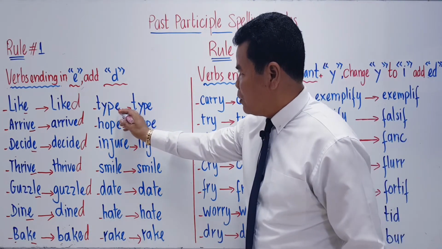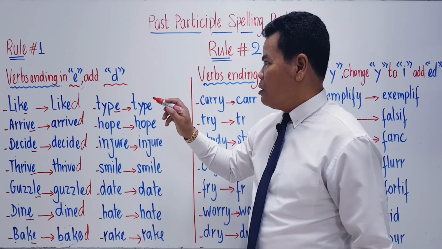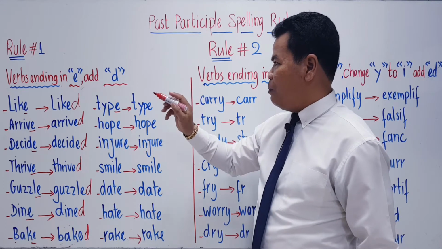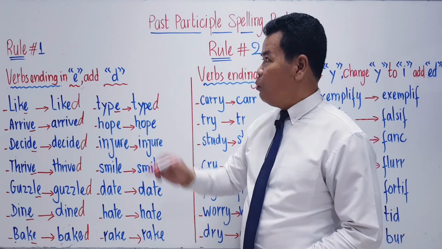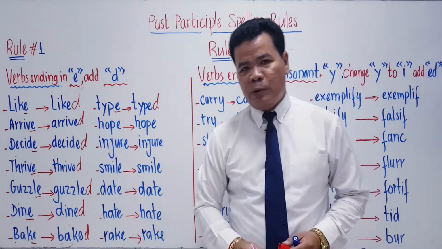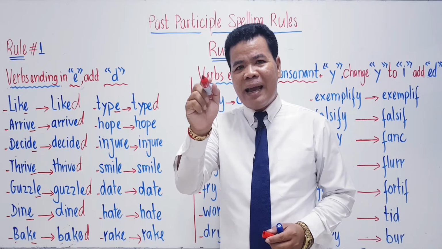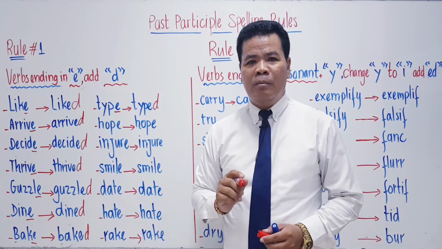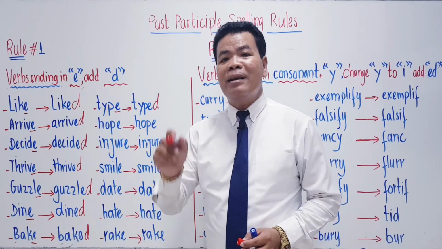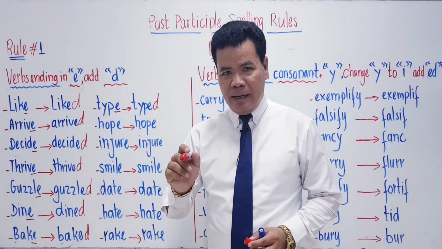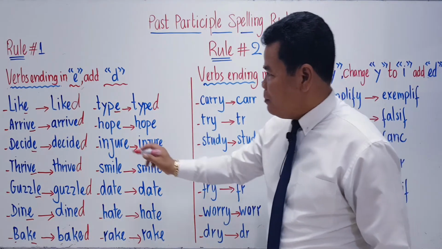Type. T-Y-P-E. So E at the end of the verb. So you don't need to do anything else besides adding the letter D. Okay, after the verb, we have the past participle. Try to remember a single E at the end of the verb. Before making it into the past participle, you have to add only D. Understand? Make it clear, right? Let's go to the other one.